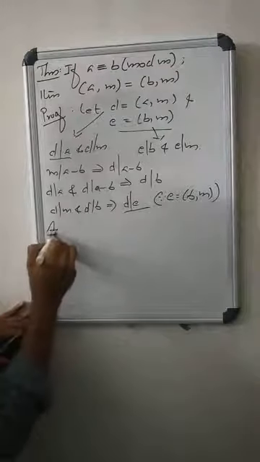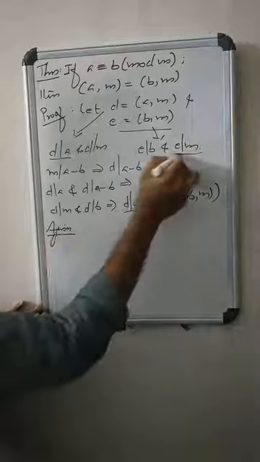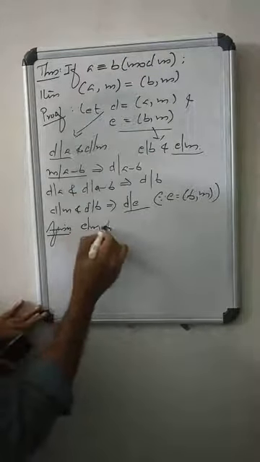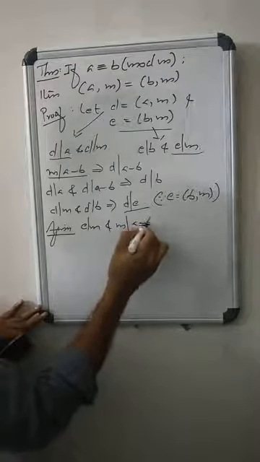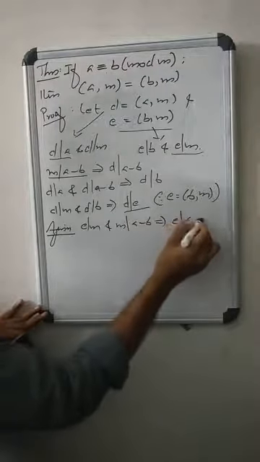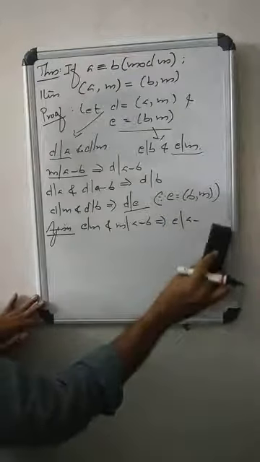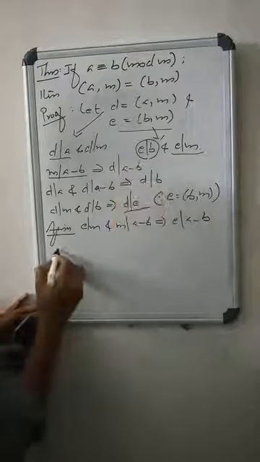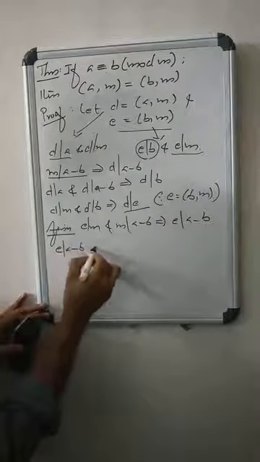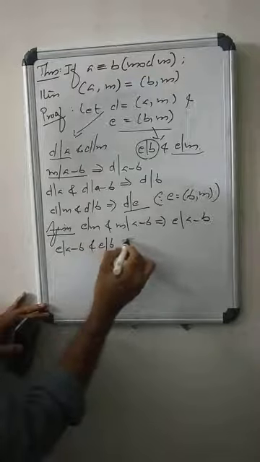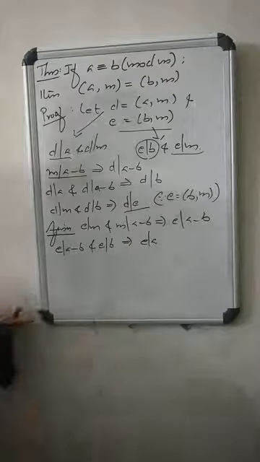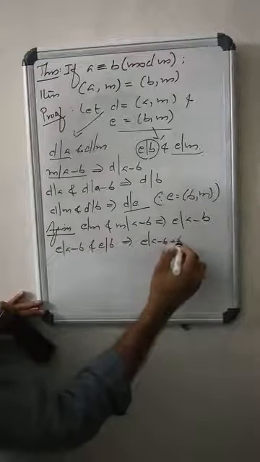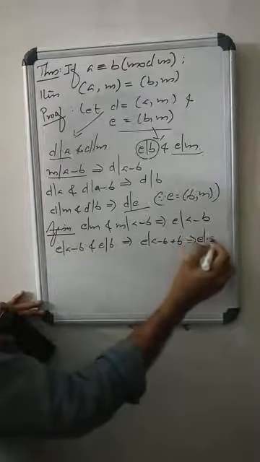Again, here E divides M and M divides A minus B. That should imply E divides A minus B. But E divides B also. So E divides A minus B plus B, that is, E divides A.